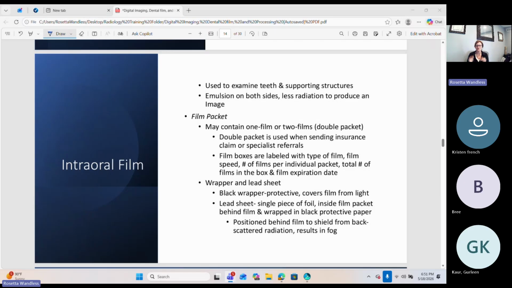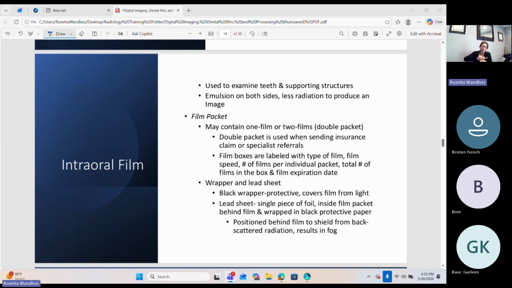Okay, so let's talk about the actual packet itself. On the outside, we can call that the wrapper, or the outside packaging. It could either be a tough cardboard or a waterproof vinyl, okay? It has to be a covering. One, it's waterproof so it doesn't let saliva get into that film. Two, it wants to be completely light tight, meaning no light gets to that film. So the function of that outside wrapper is to protect it from light and saliva.